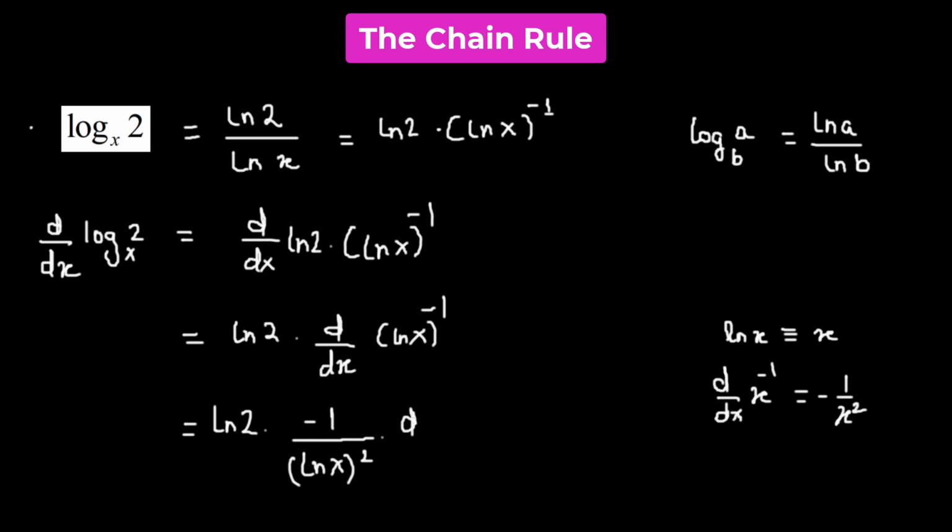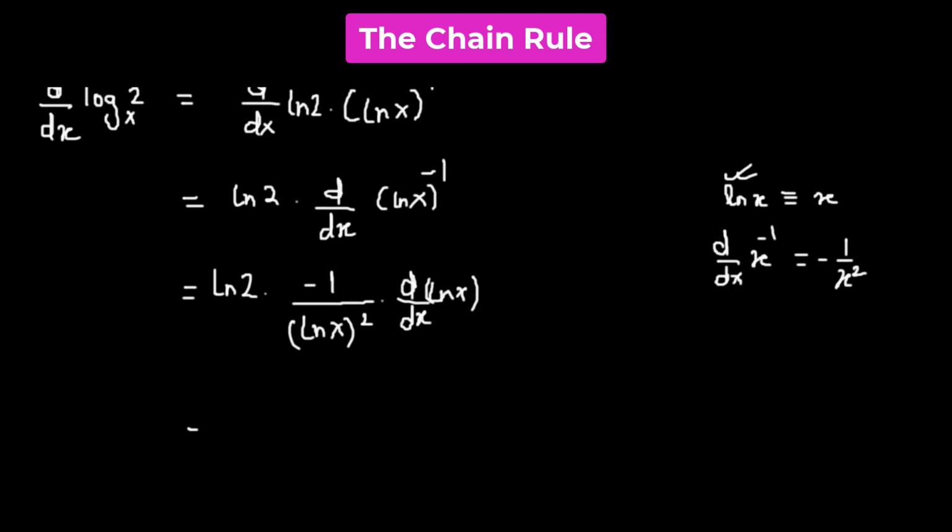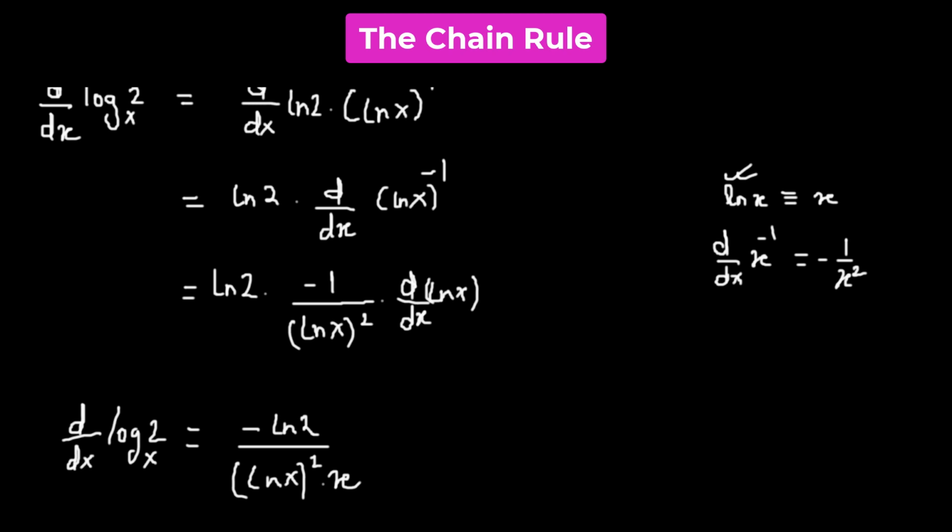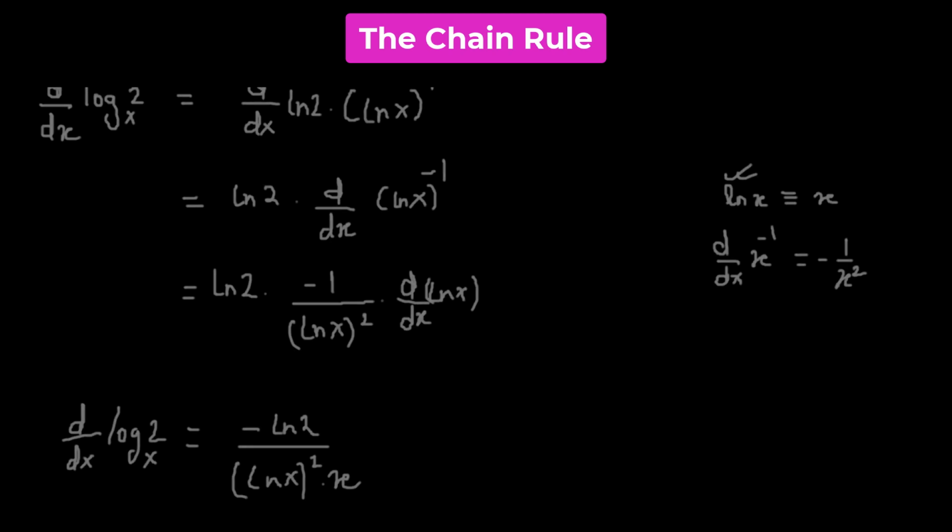Then we need to multiply it by the derivative of our assumption, which is log of x. So we finally get negative log of 2 divided by log of x whole squared, and the derivative of the natural log is going to be 1 over x. So this is the derivative of our function, which is log of 2 to the base of x. Let's move on to the next question.